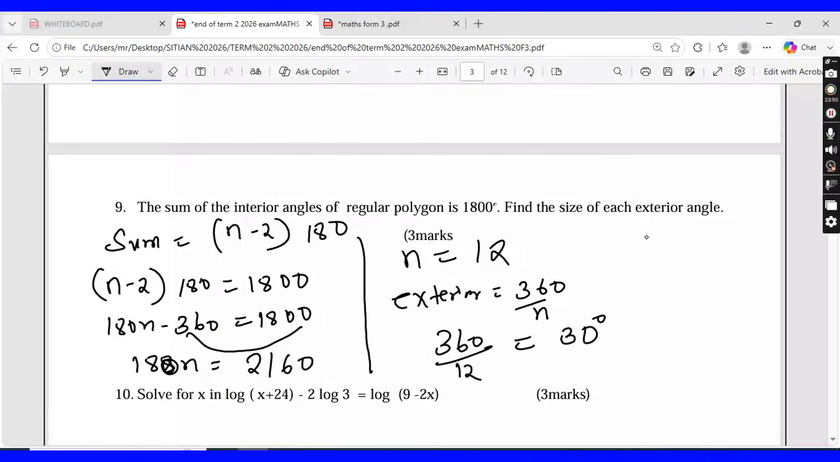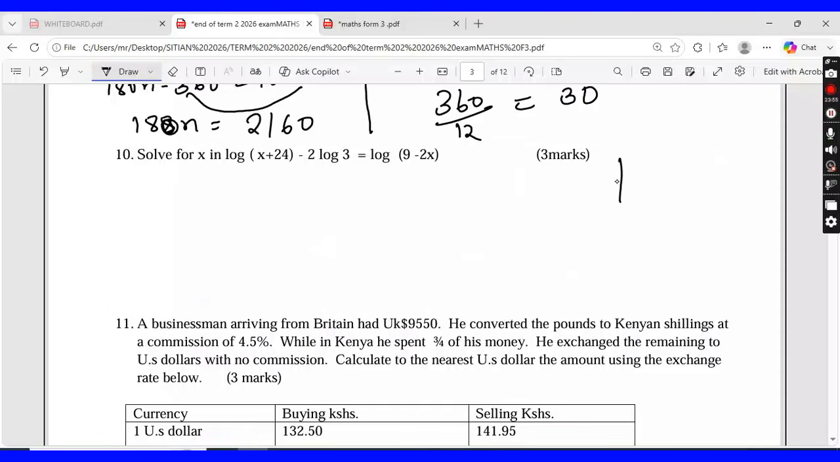So this is paper 1. This is paper 2. The logarithm and the indices, the laws of indices, that is form 3. This is logarithm 2, I think. So this is paper 2, which is in form 3.